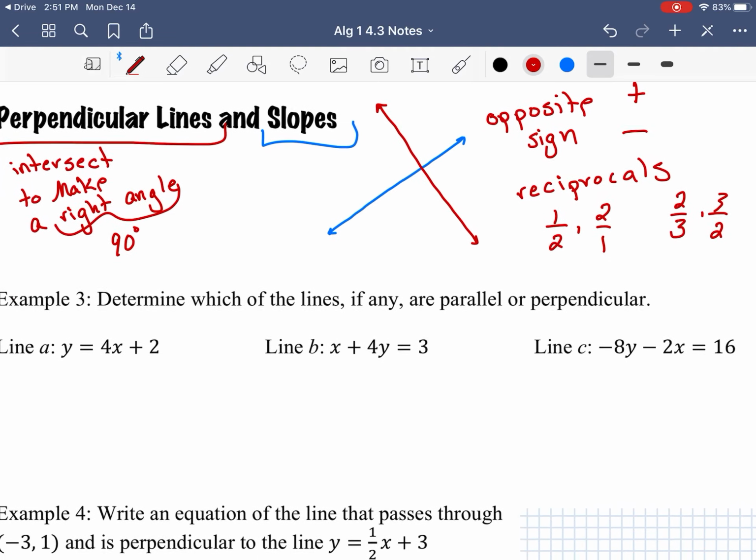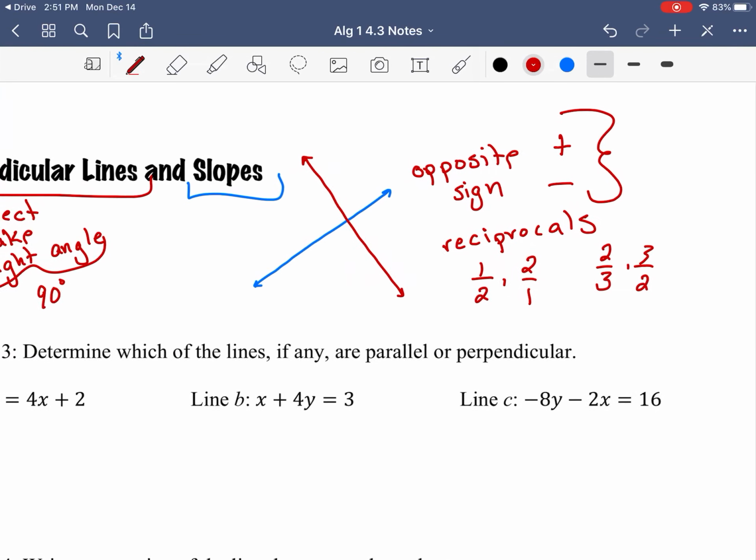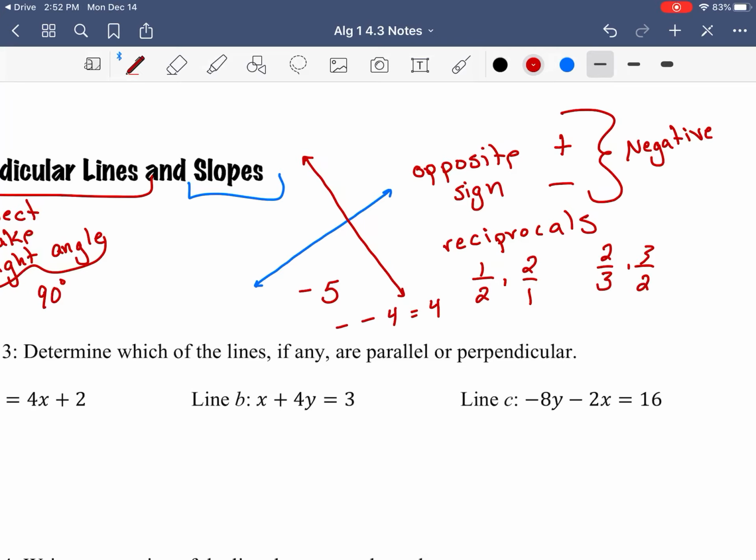So to denote the opposite sign, a lot of times we just say negative, because to make something a different sign, if I have 5 and I want to make it the opposite sign, I put a negative in front of it. If I have a -4 and I want to make it the opposite sign, I put a negative in front of it. It's the negative of -4, which ends up being +4. So we want negative reciprocals.